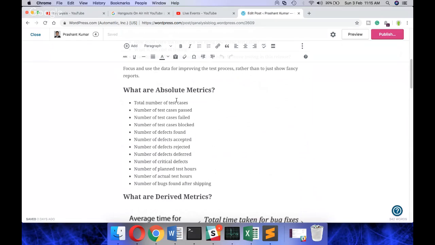And then using these absolute metrics, you can find out a set of different metrics which are known as derived metrics. So derived metrics are a little more important. It is used for reporting purposes. It is used for higher management. It is used for communication. It is used for finding different kinds of interrelated figures, values, and data. So what are those? Let's go ahead and figure it out.